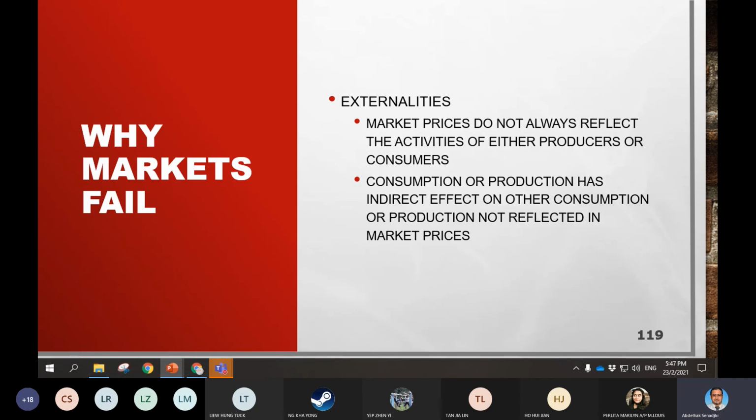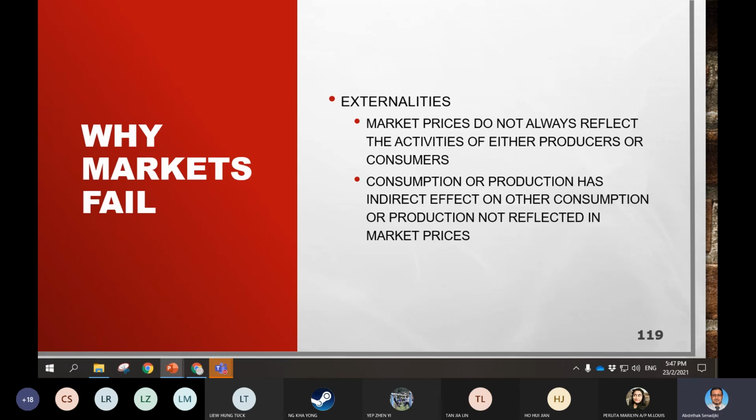So these externalities affect efficiency and make the market inefficient. Market prices do not always reflect the activities of either producers or consumers. Consumption or production has an indirect effect on other consumption or production that is not reflected in the market price. I'll give you an example.